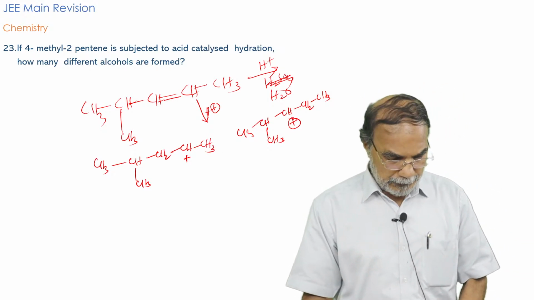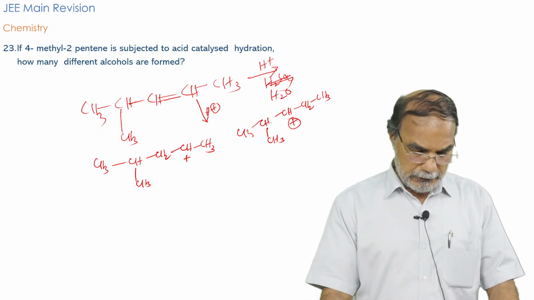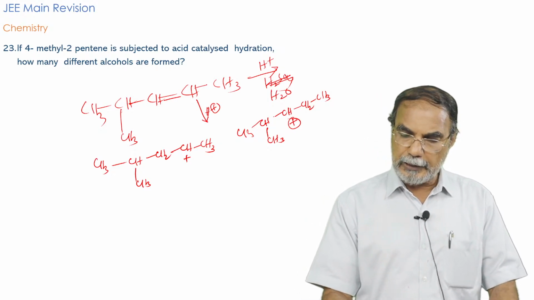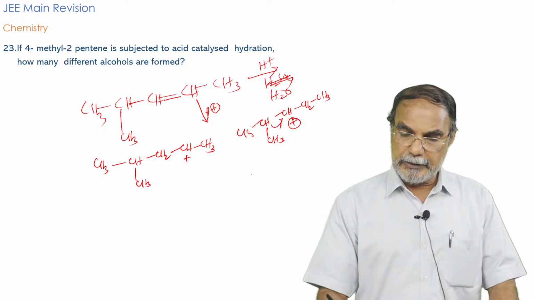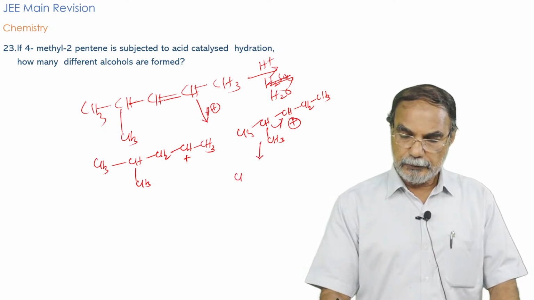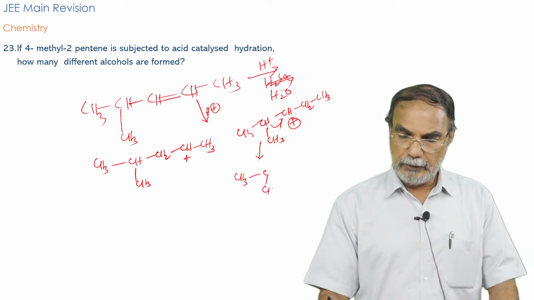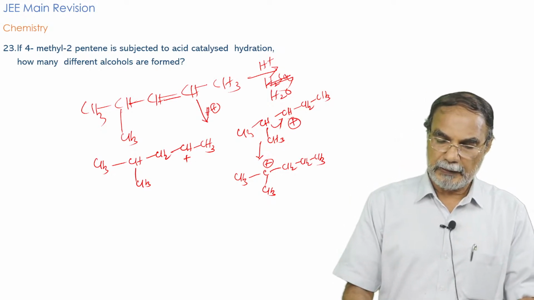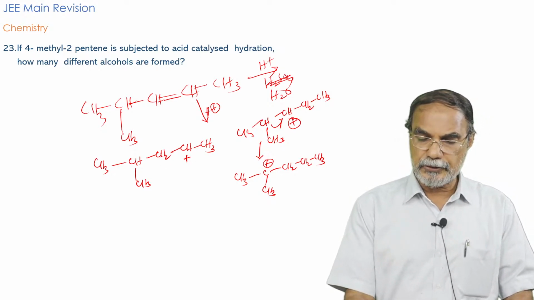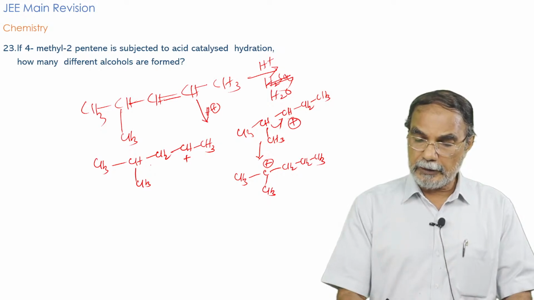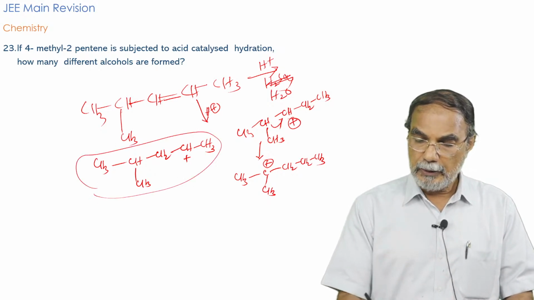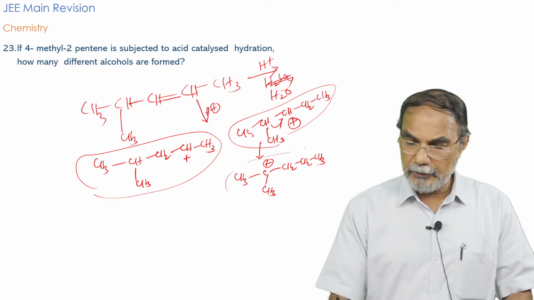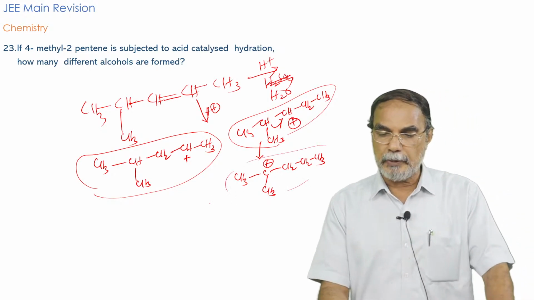This particular carbocation can undergo a rearrangement, the hydrogen shift. It rearranges to a more stable carbocation, a tertiary carbocation, with CH2, CH3 and a positive charge here. And if this rearranges again, the positive charge is on a secondary carbon. So these are the three possibilities: you have this carbocation, this carbocation, and this carbocation.